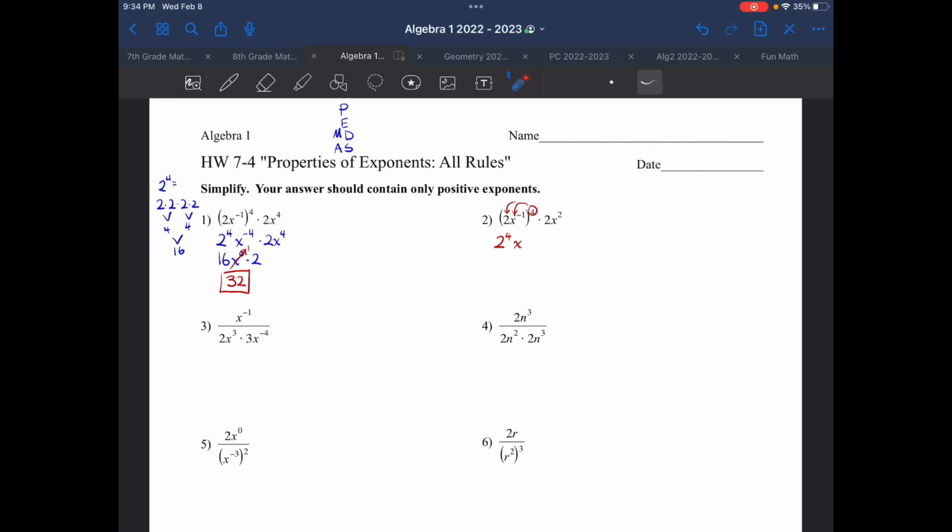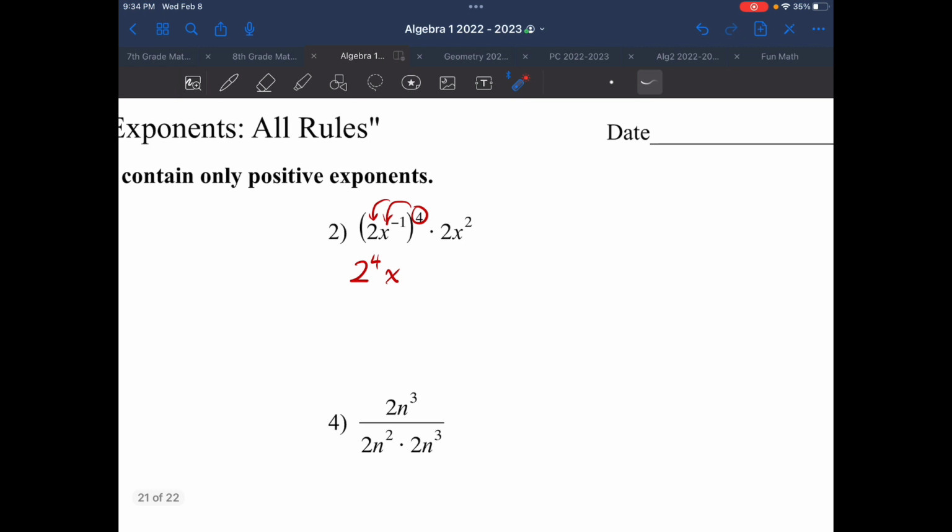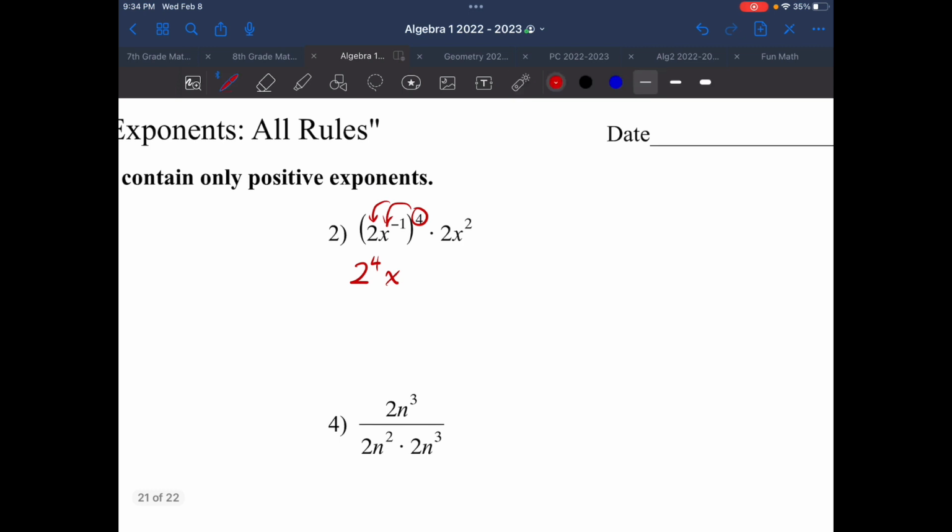Is this the same problem? Oh my gosh, it looks very similar. The only difference is that 4 changed into a 2. But it's going to be the same thing as we did last time. This is going to be to the power of -4 because we multiply -1 times 4. And then I'm going to rewrite this times 2x to the power of now 2 instead of 4.